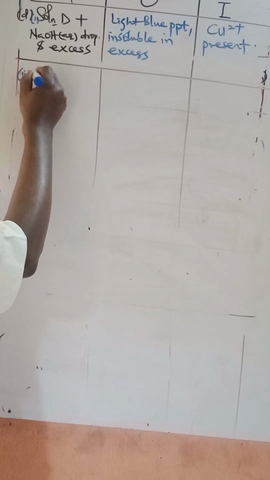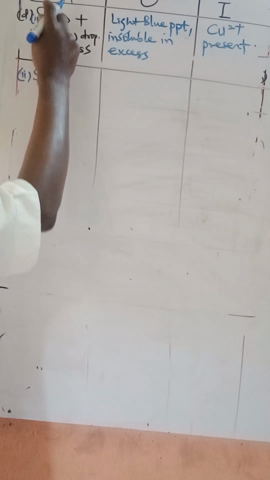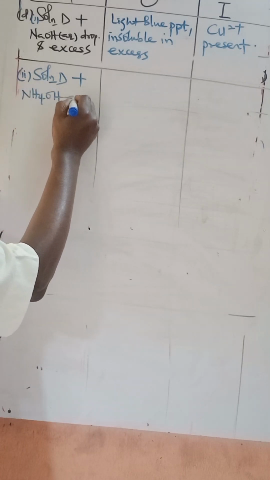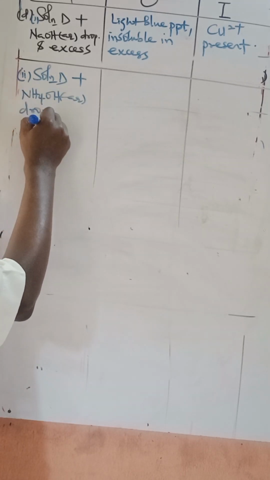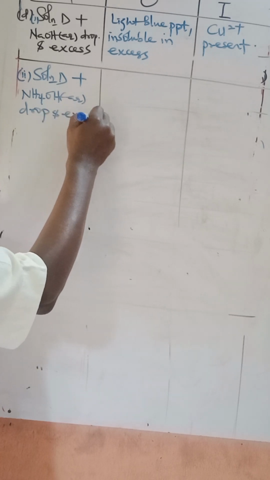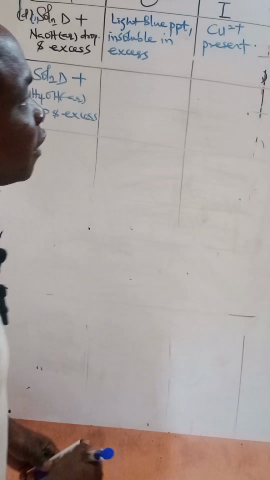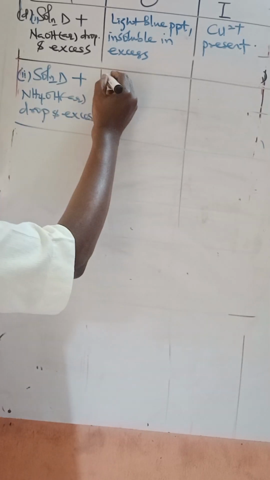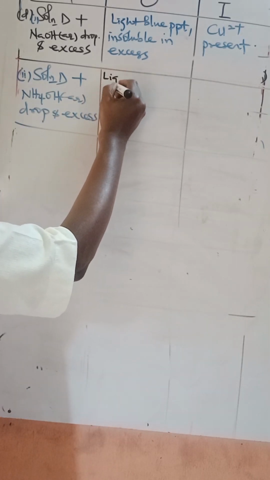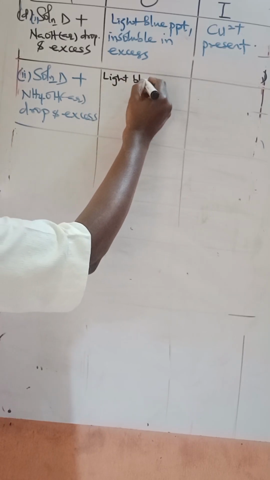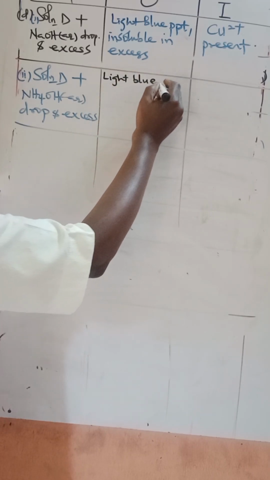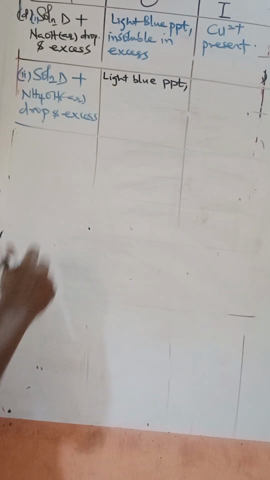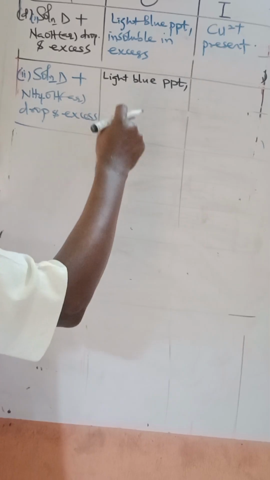Roman figure 2. Using another portion of solution D, add aqueous ammonium hydroxide, dropwise and in excess. What you are going to observe in dropwise is a pale or light blue precipitate. On adding ammonium hydroxide in excess, the precipitate will now dissolve.